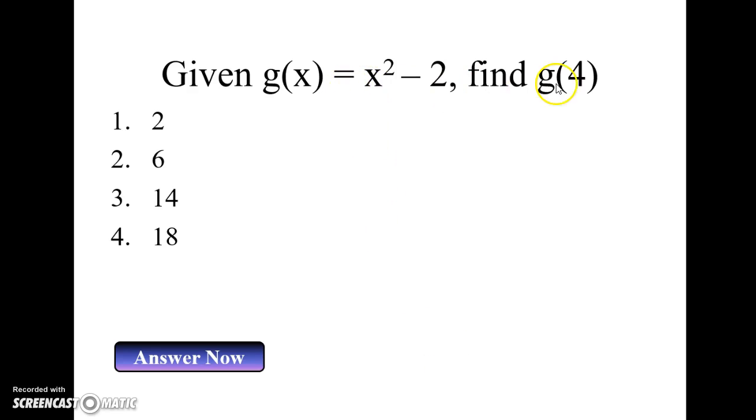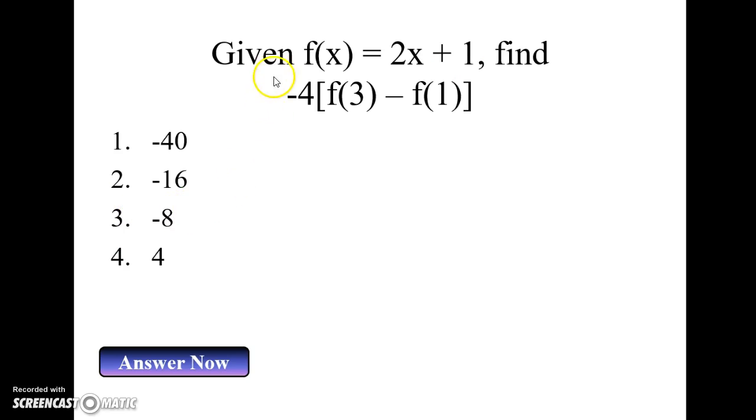So right here, put a 4 in. Wherever you see x, put a 4. 4 squared is 16, minus 2 would be 14. Given f of x equals 2x plus 1, find f of negative 4.